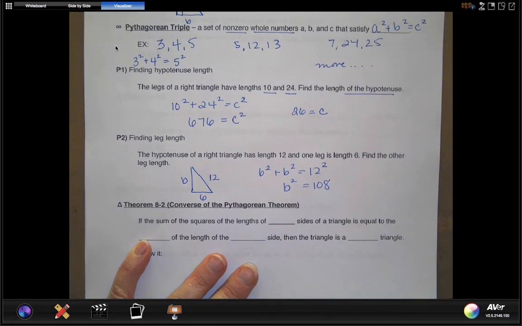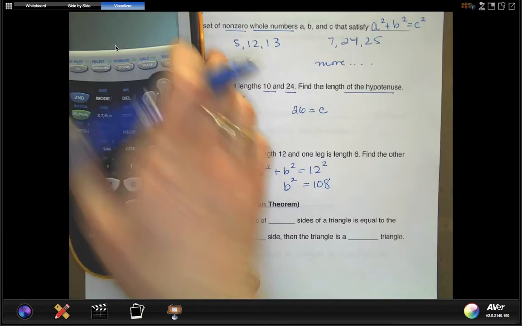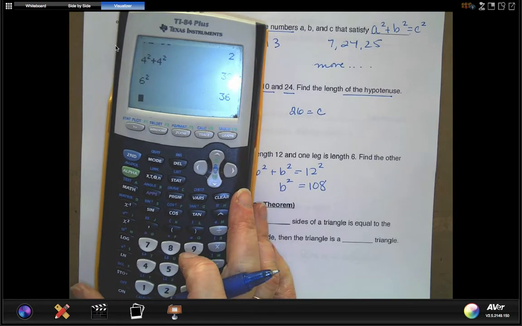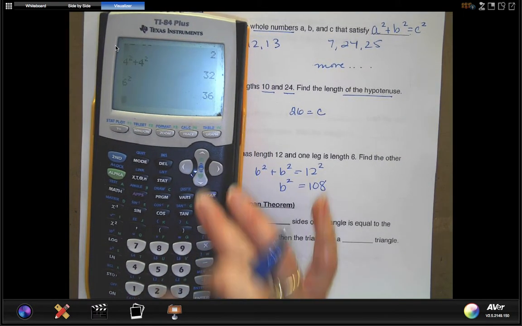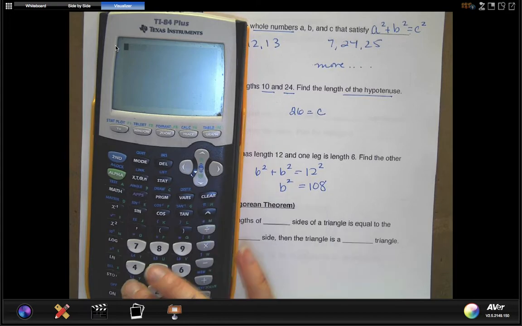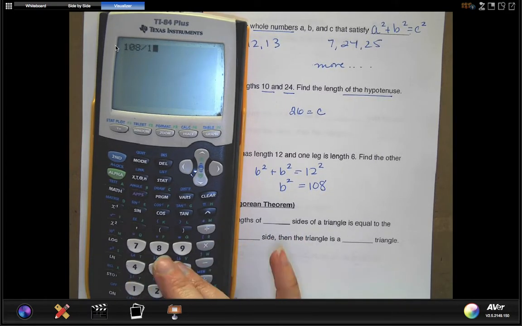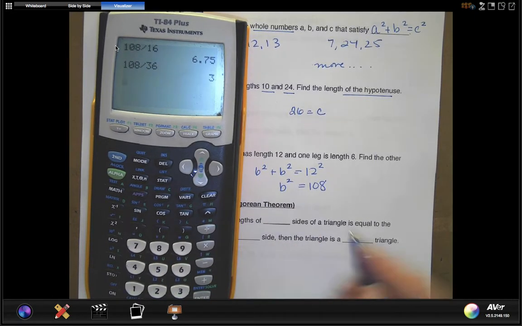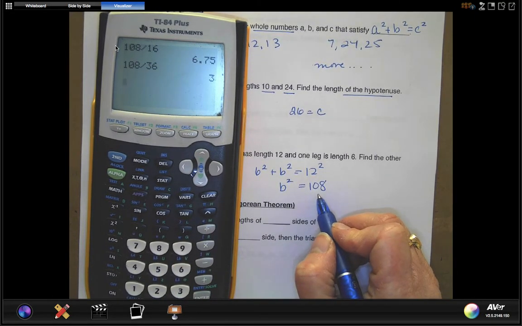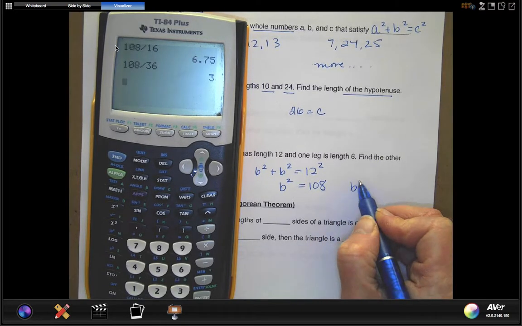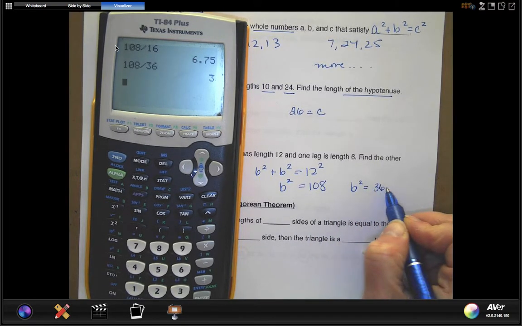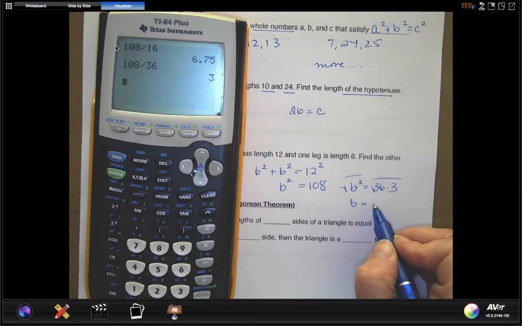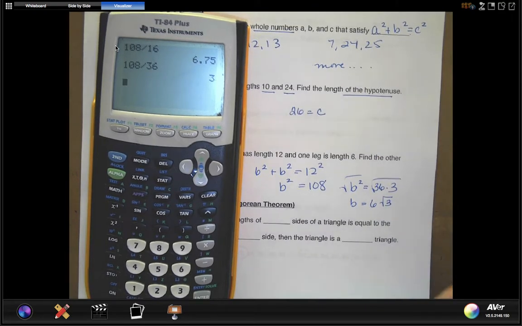All right, if I want to leave this in radical form, I'd take my 108 and figure out what perfect square goes into 108. That didn't work. 36. So 108 is 36 times 3. So B squared is 36 times 3. So if I take the square root of both sides, square root of 36 is 6. Square root of 3 stays under the radical.